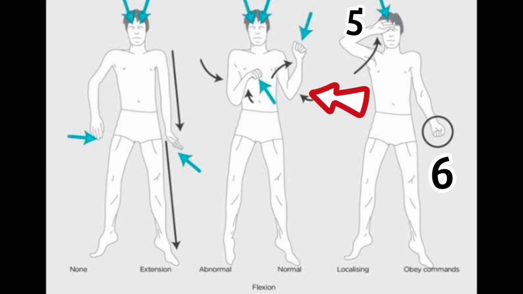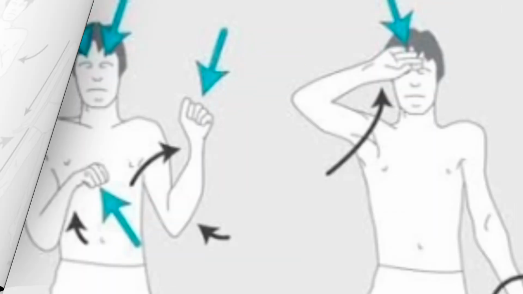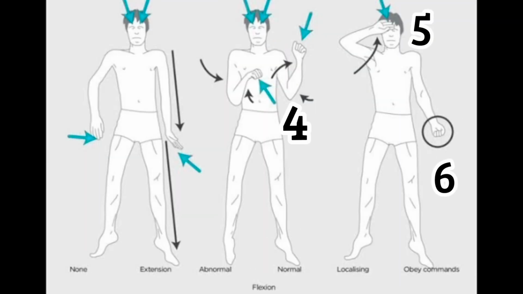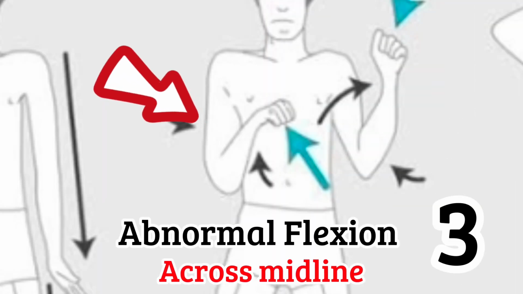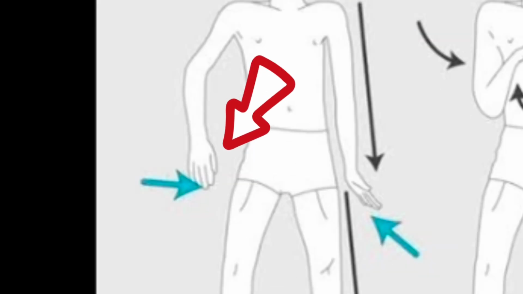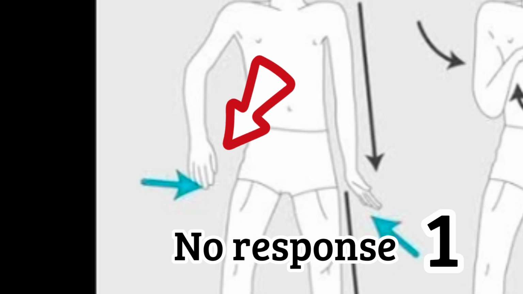If they try to localize the stimulus by flexing but cannot reach above the shoulder and drop their hand, this is normal flexion, so the score is 4. If they move their arm across the midline, then that is abnormal flexion, in this case score 3. If the patient shows extension of limbs to a pressure stimulus, then their motor score is 2. And lastly, if there is no motor response, score is 1.